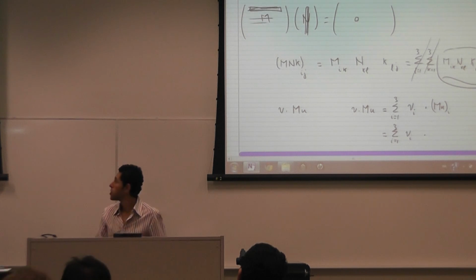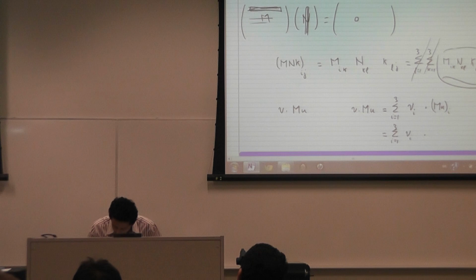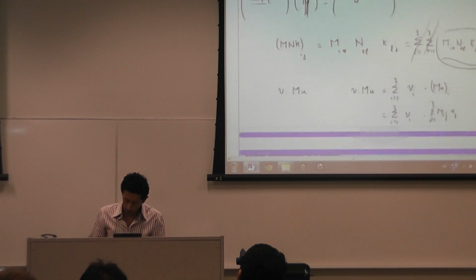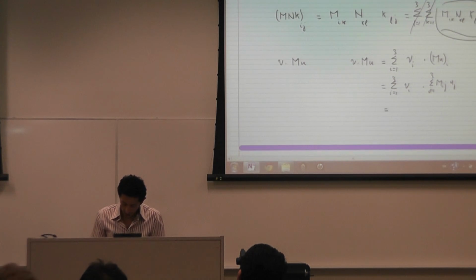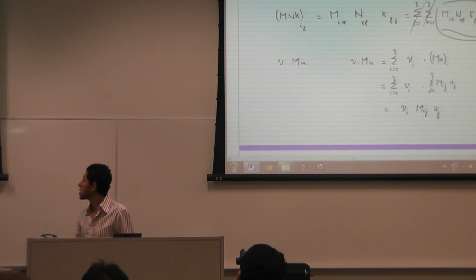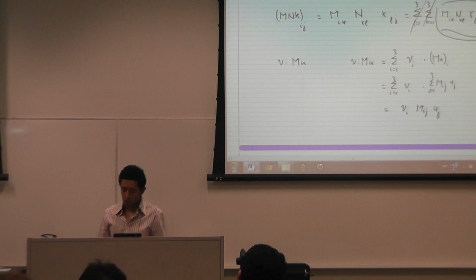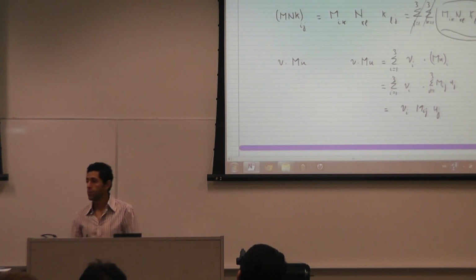But the component (Mu)i is in fact equal to Mij uj, where I'm summing from j equal 1 to 3. Summation is implied whenever the indices are repeated. You'll find this is equal to vi Mij uj. Which means this is a real number because I'm summing over i, summing over j. This is just one number.